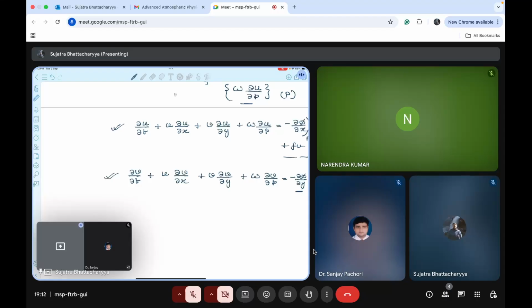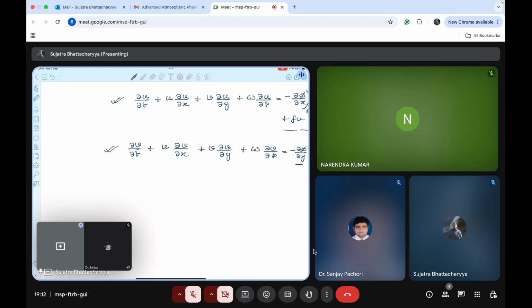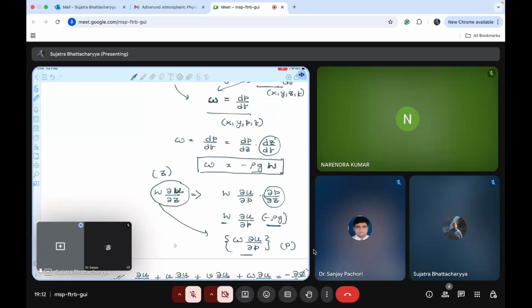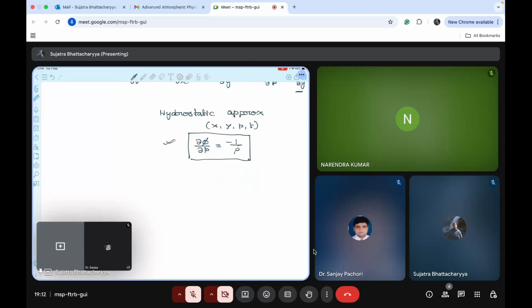Okay, this is another. And how does the hydrostatic approximation look? It's just this. So the hydrostatic approximation in the x, y, p, t coordinate is simply this: delta phi by delta p is equal to minus 1 by rho. This I am not deriving, I am just writing it right now. Okay, so these are the couple of changes which you get in the x, y, p, t coordinate. So what is happening actually?